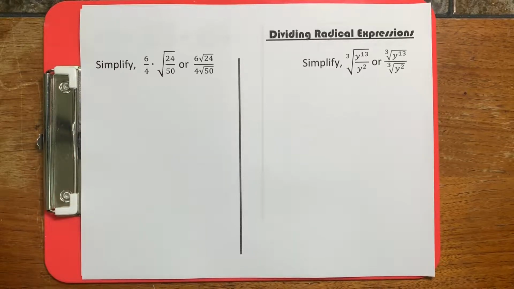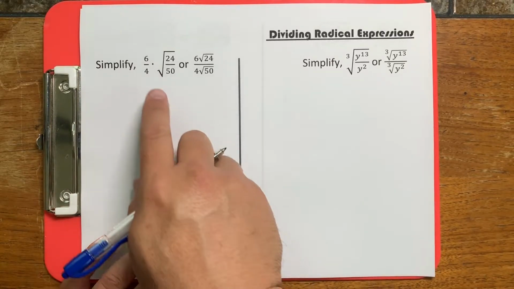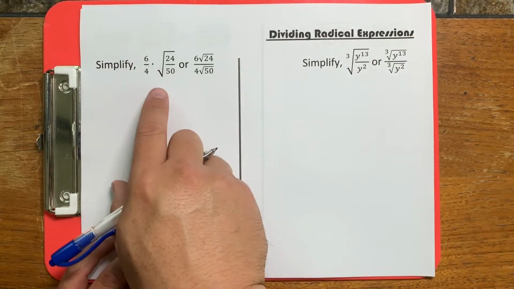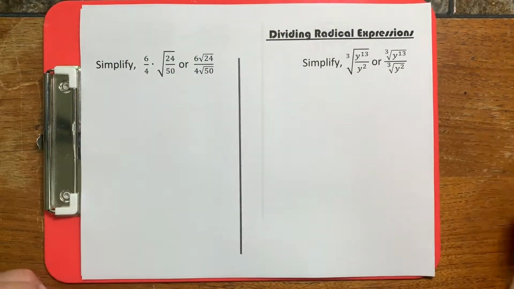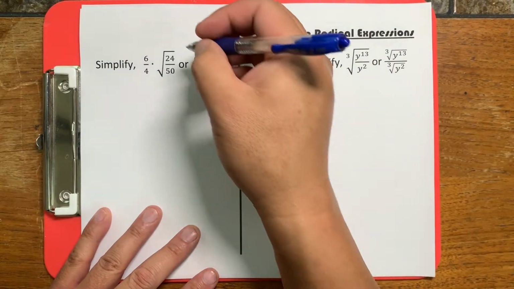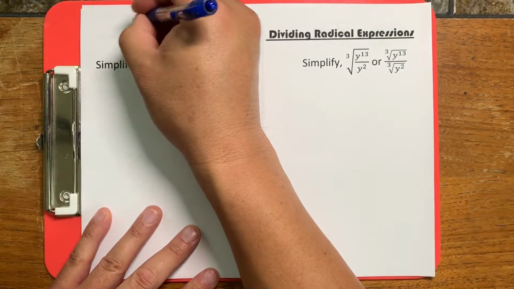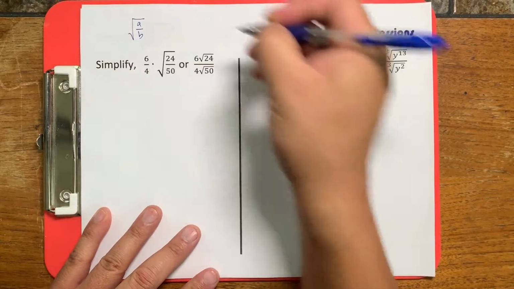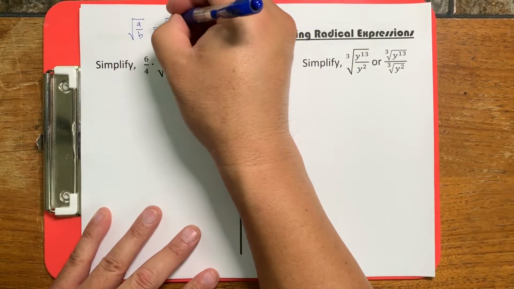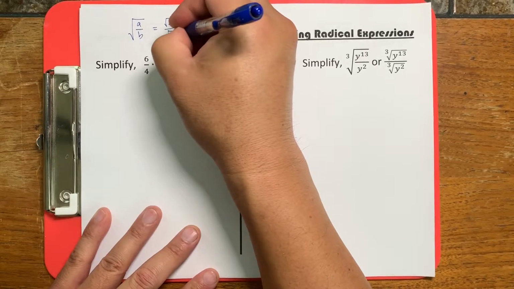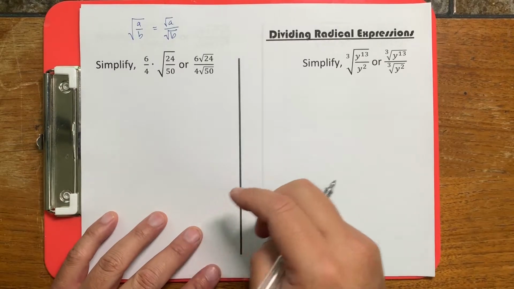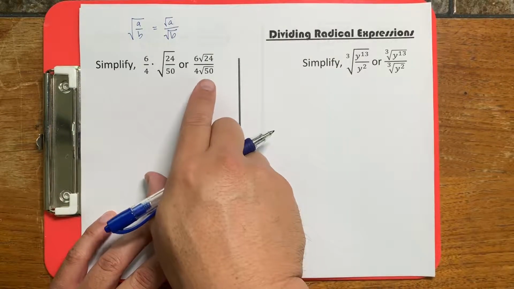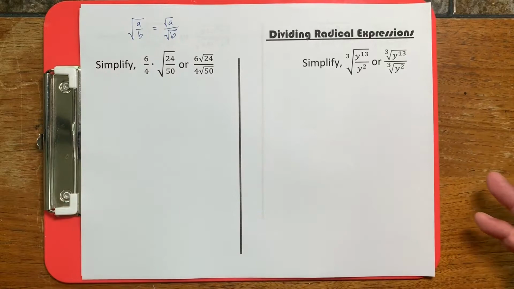What we're working on in this video is learning how to divide radical expressions. The reason I group these problems like this is that this and this are the same problem, and this and this are the same problem. We have a property with radicals: when we have a radical and a division, we can break these up separately by taking the radical of the numerator and the radical of the denominator. This problem and this problem are exactly the same.